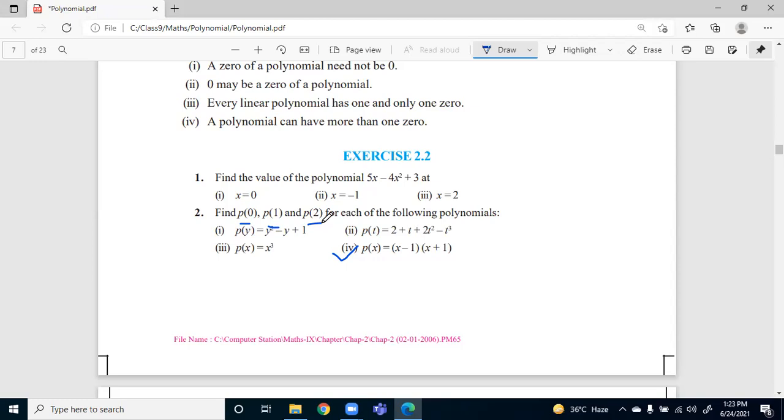Ma'am, if we substitute 0, P 0 will be 0. Now when we substitute 1, it will be 0, and if we substitute 2, then it will be 3.